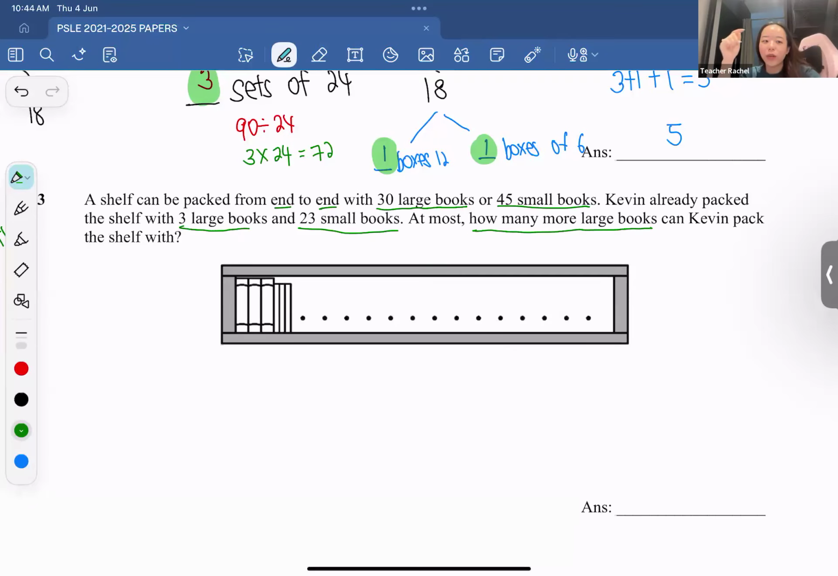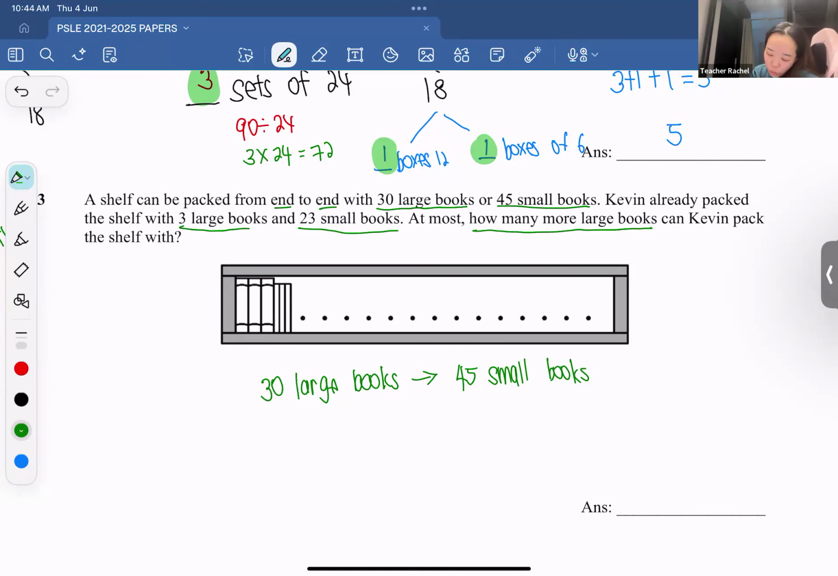So for this type of question, you know that 30 large books, you either write ratio or you write arrow or you write equal, should be okay. 30 large books is the same as 45 small books. Or some of you might prefer to do it in ratio, also can.